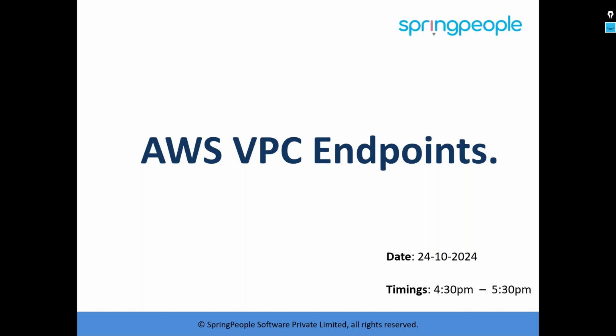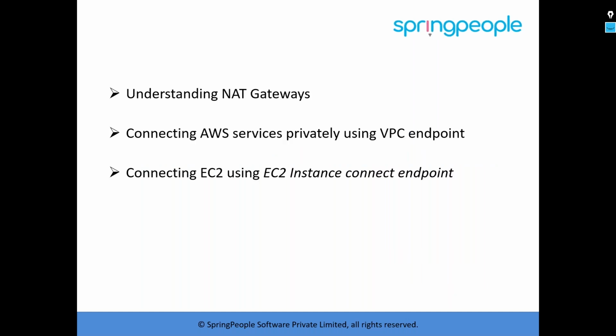For understanding this topic, you should have an understanding of VPC. Long back, I already took a webinar on VPC. So today we'll talk on VPC endpoint, and there we are going to understand NAT gateways, and then we'll be using PrivateLink to connect to AWS services, that is, connecting AWS services privately using VPC endpoint. And then we'll also see a new method of connecting to an EC2 instance using EC2 Instance Connect Endpoint. So this is the agenda for today's webinar.